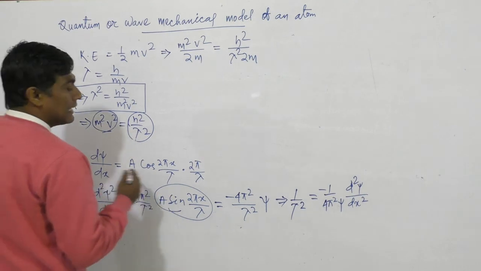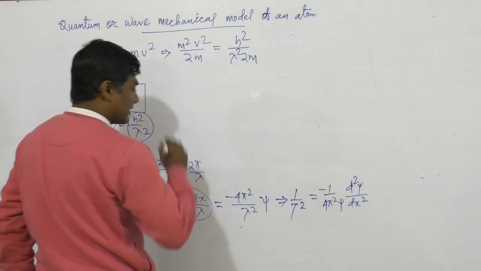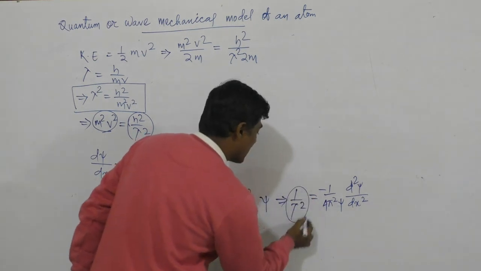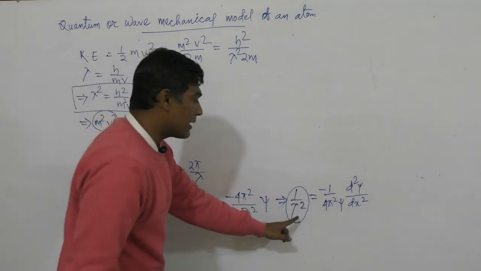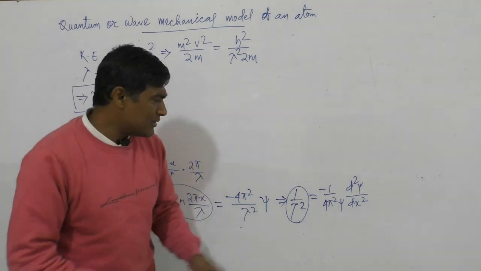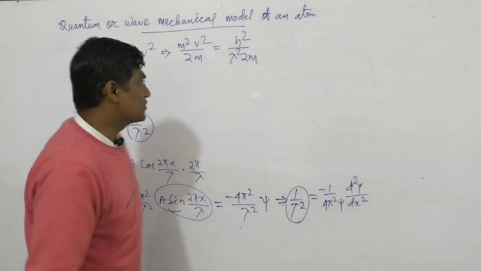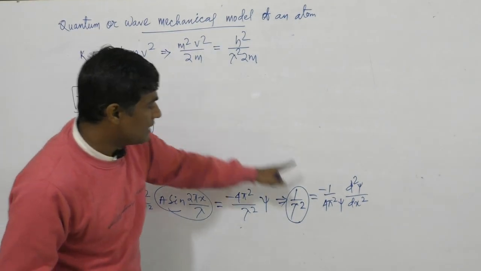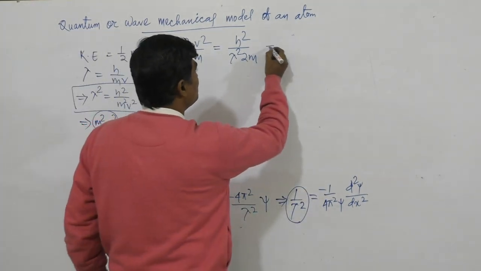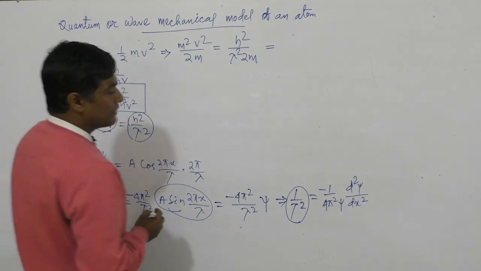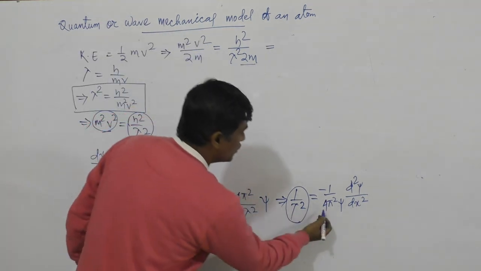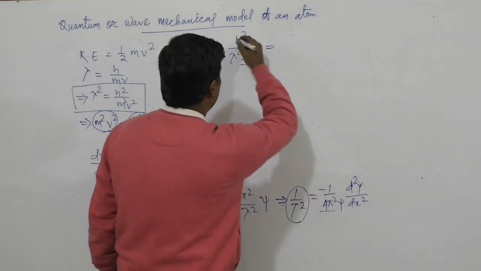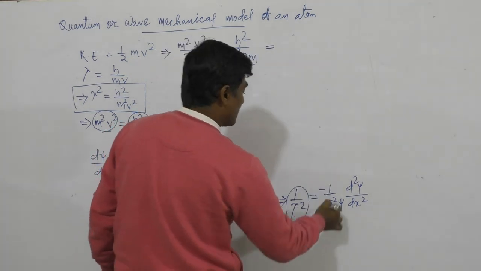So now we will write, putting this value of lambda square. While you are deriving, give equation numbers 1, 2, 3 like that. But what we will do, let us put this 1 by lambda square to be this. So it will be 2m into 4 pi square. So 1 by lambda square is equal to this one.